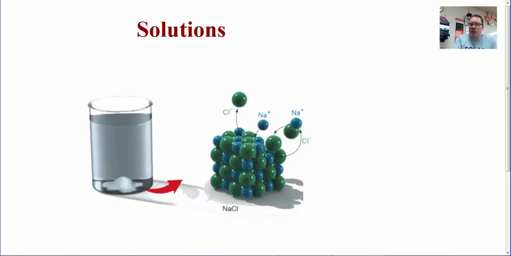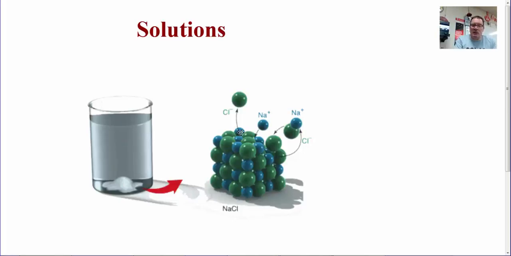The simple statement would be it's an answer. But that's not quite the accurate chemistry answer. A solution is just a method of dissolving stuff, I guess is the best way to say it. A solution is a mixture. It's a physical property. It's a physical part of chemistry. And what you see here in the pictures is what it really is.